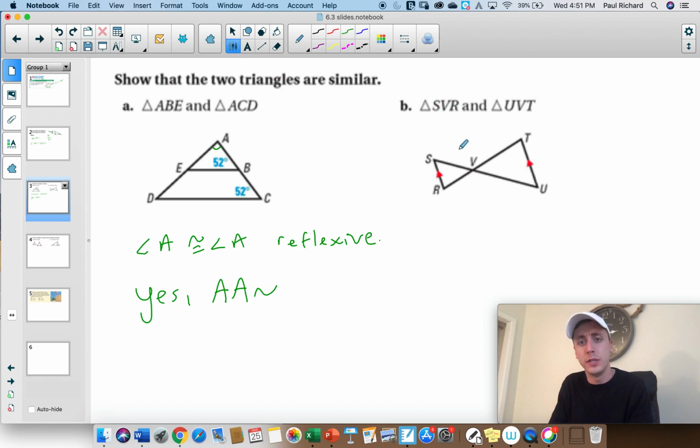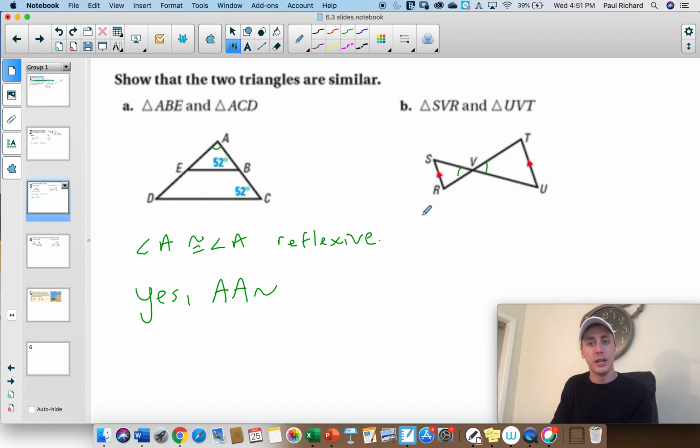All right, angle SVR, so we're traveling SV towards the vertex here, and UVT. Are they similar or not? Well, based off of some instincts, we should immediately go ahead and label these vertical angles being congruent.